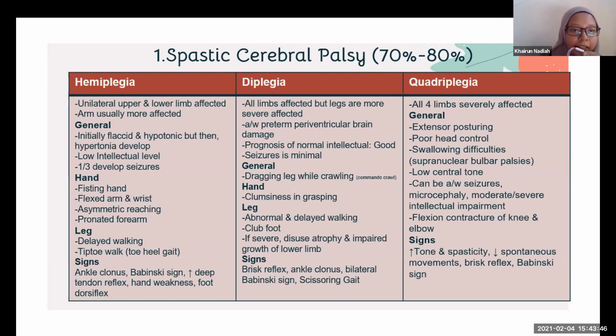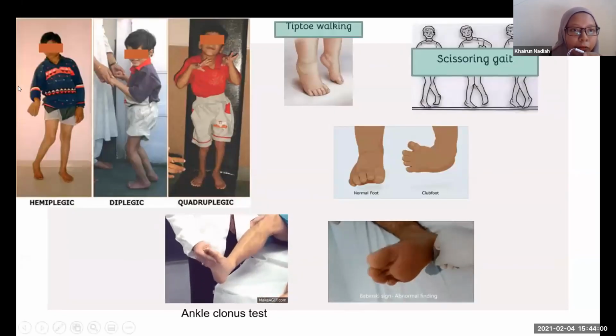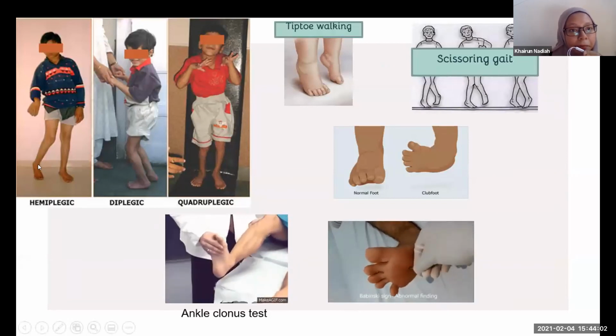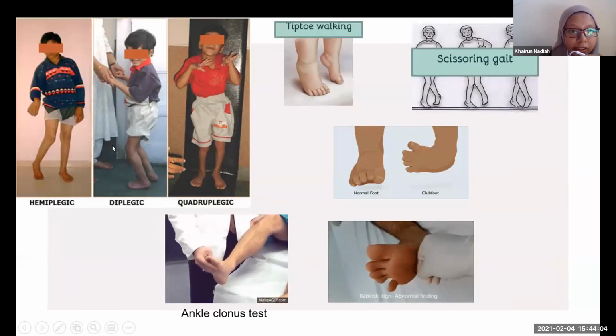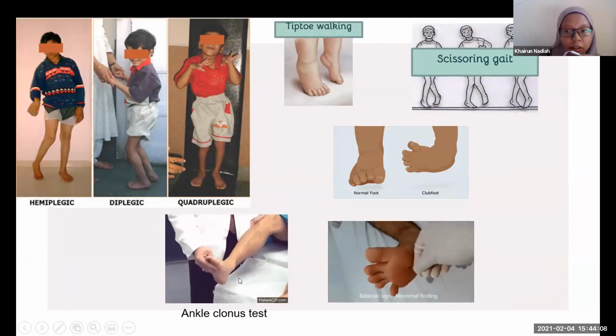For the signs, we can see ankle clonus, puppy skin sign, increased deep tendon reflex, hand weakness, and foot dorsiflexion. So this is the figure of the hemiplegic. You can see how the hand and the leg of the patients are. For the sign I mentioned just now, the ankle clonus test.